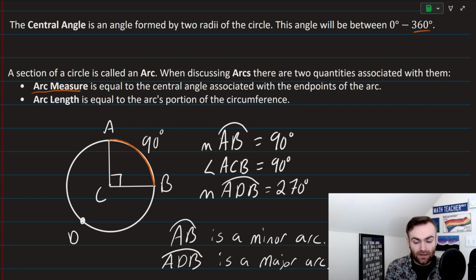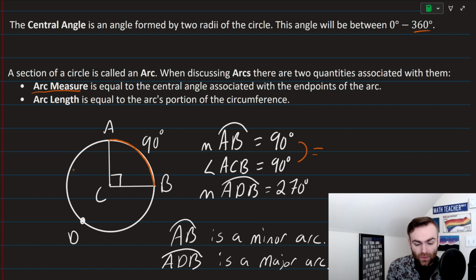So the measure of arc AB, which has a swoosh over it, is 90 degrees. And the central angle is also 90 degrees. So these two things should always be equivalent to each other. Now this is called a minor arc because it is less than 180 degrees.